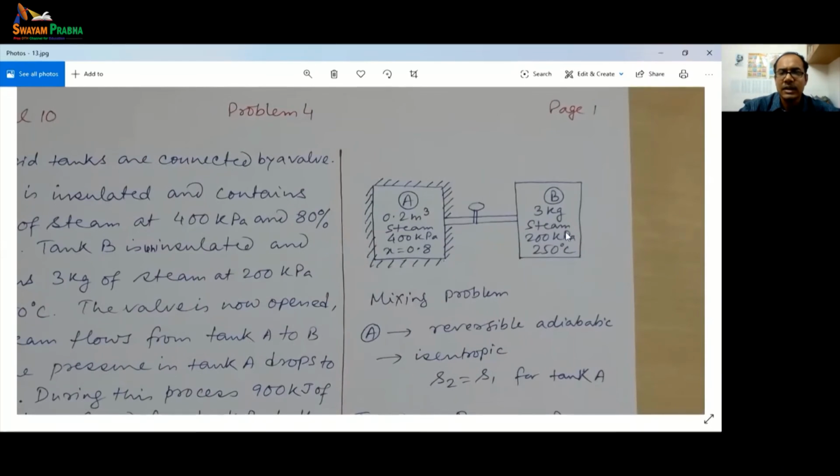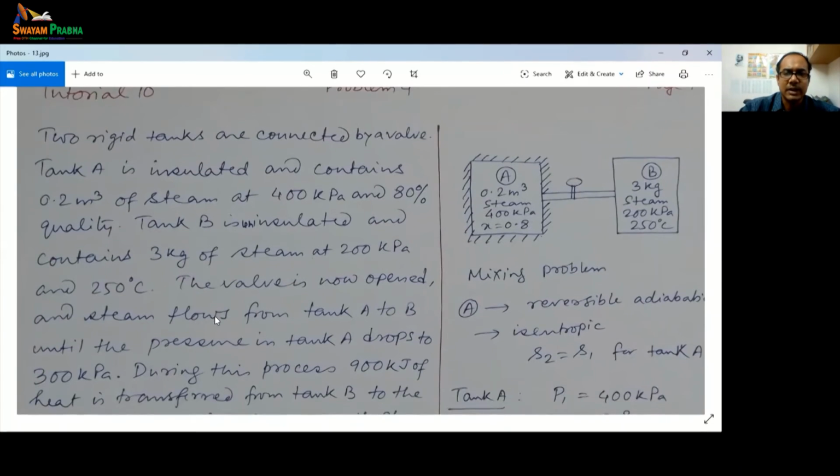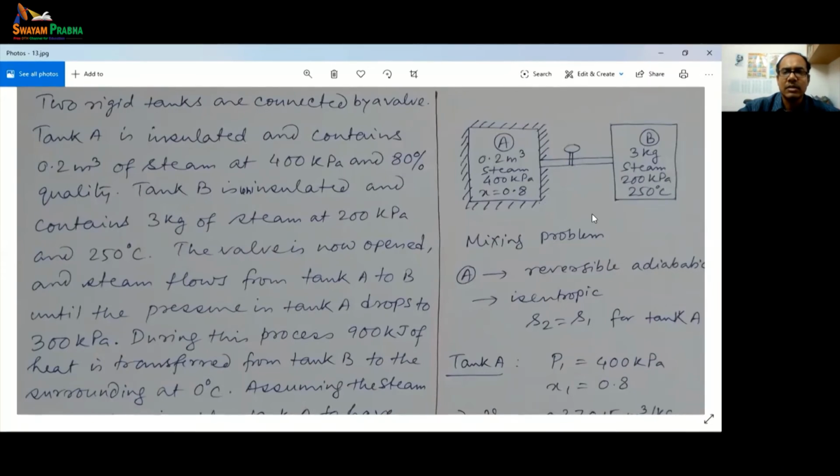You can see here that tank B is not insulated, and it contains 3 kilogram of steam. Now the volume is not given, but the mass is given, and also the condition, 200 kilopascal and 250 degrees centigrade. Now we have to find out in which part of the saturation dome this steam lies, and all those things we have to find out. Now this is the initial condition.